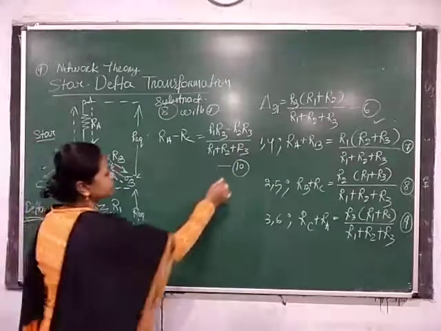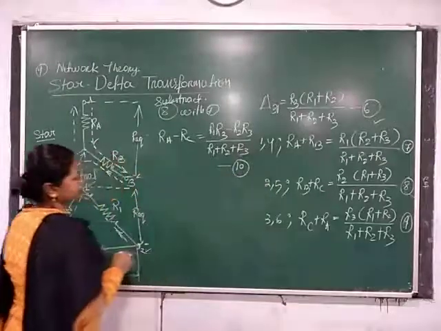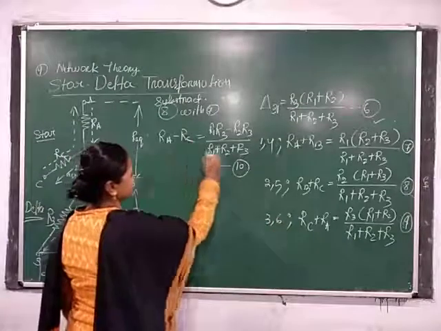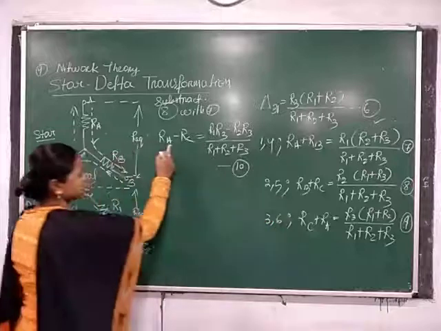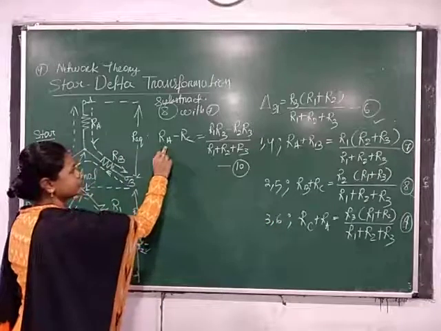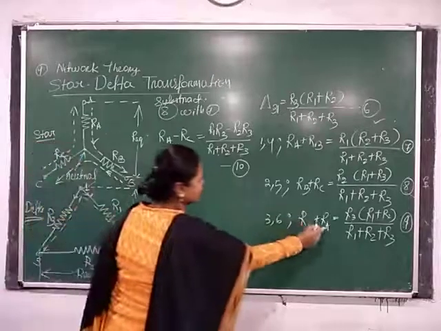You add equation 10 with equation 9. If you add equation 10 with equation 9, RC cancels out. On the left hand side of the new equation, you get 2RA.